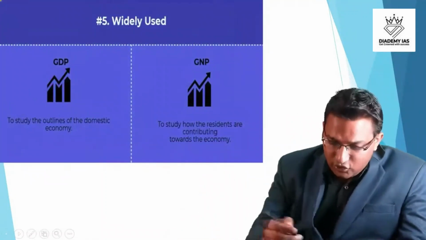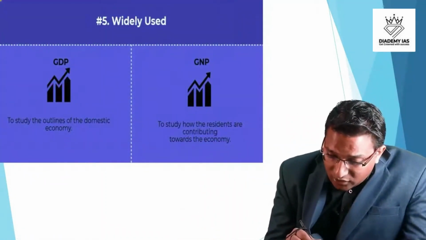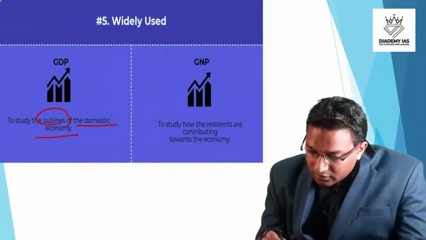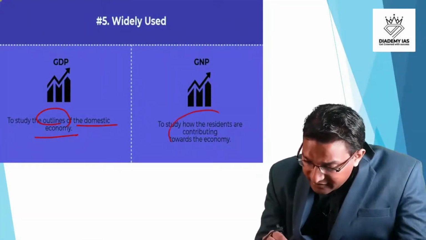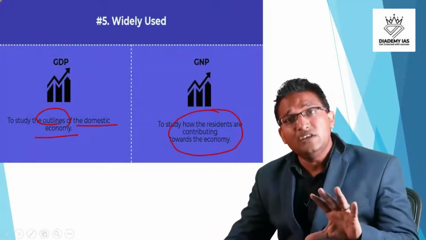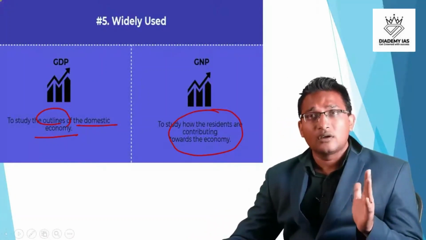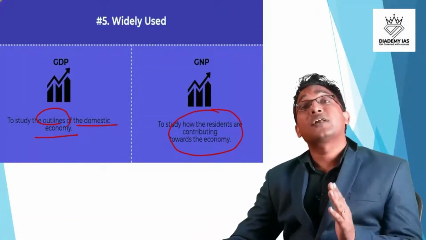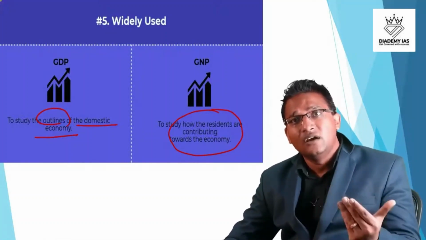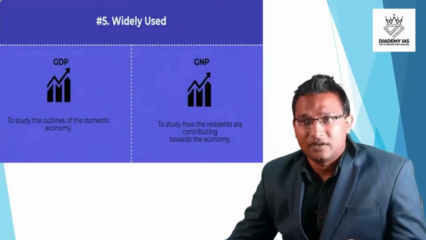Which one is widely used? GDP is widely used to study the outlines of the domestic economy, and GNP is used to study how the residents are contributing towards the economy. So GDP is more used for measuring how much production is happening, the growth rate, etc. And GNP is basically for judging the contribution of the citizens versus the other people.